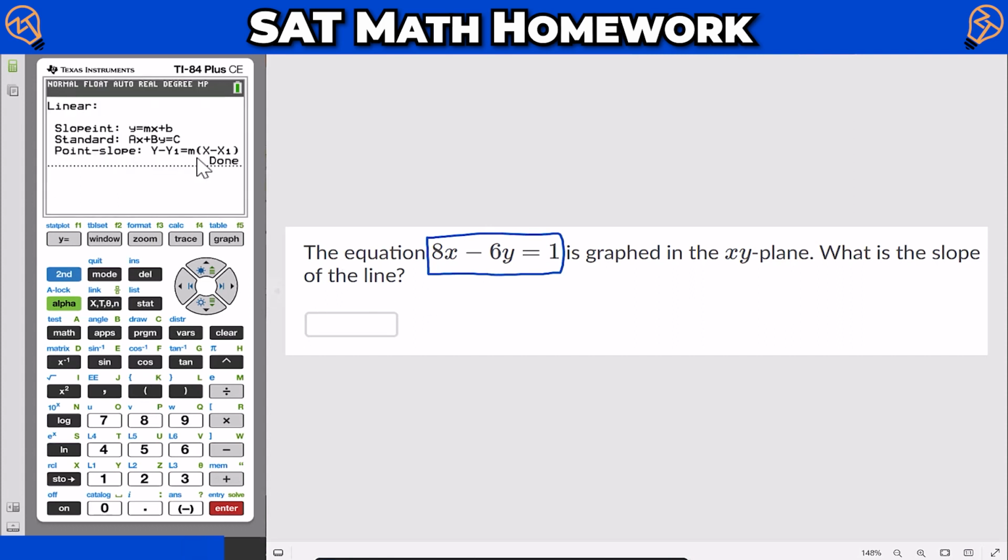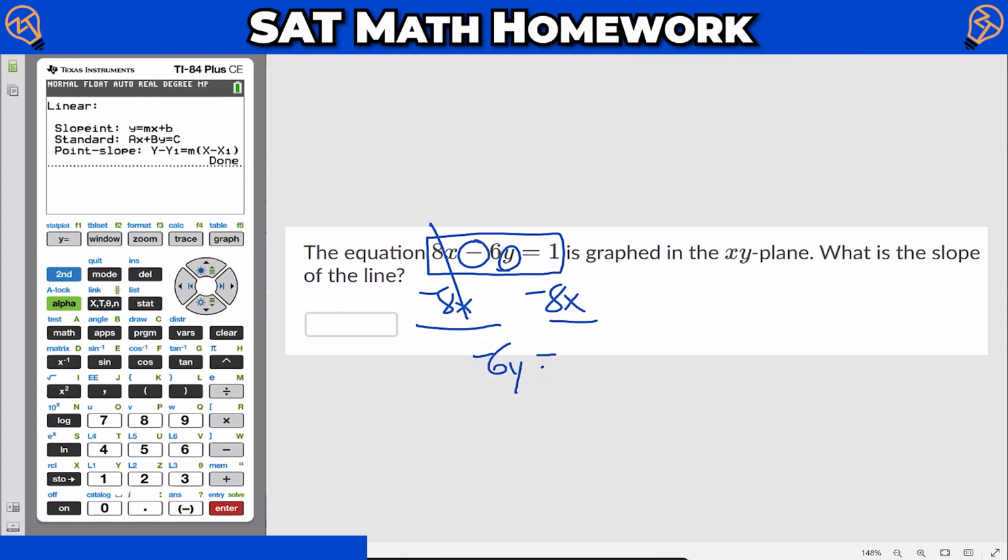The current form is standard. We want it in slope intercept so we can easily identify the slope. So let's go ahead and isolate y. To do so, we'll first subtract the 8x on both sides. Remember, this negative needs to come down because we didn't do anything with it just yet.